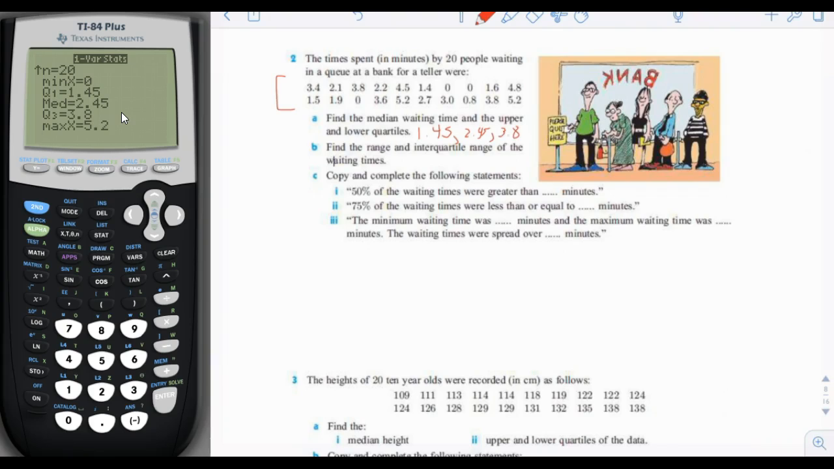Okay. Find the range and the interquartile range for the waiting time. So the range would be maximum minus minimum. So it would be 5.2 minus 0. So 5.2 would be the range.